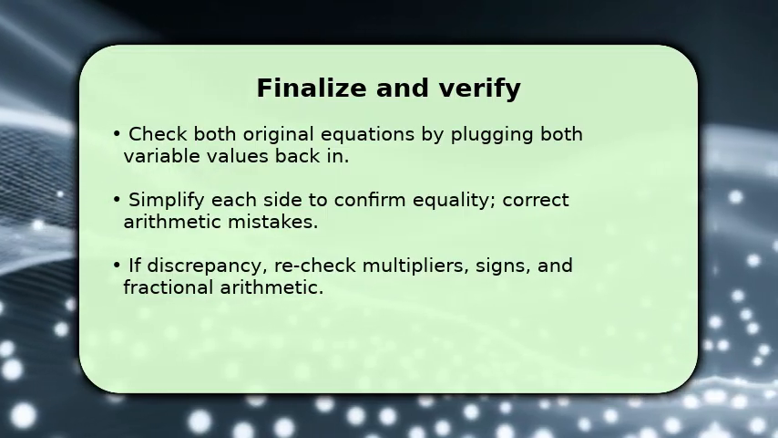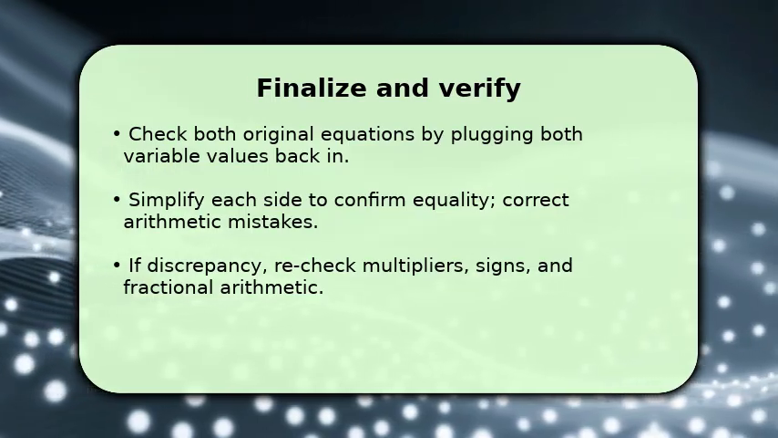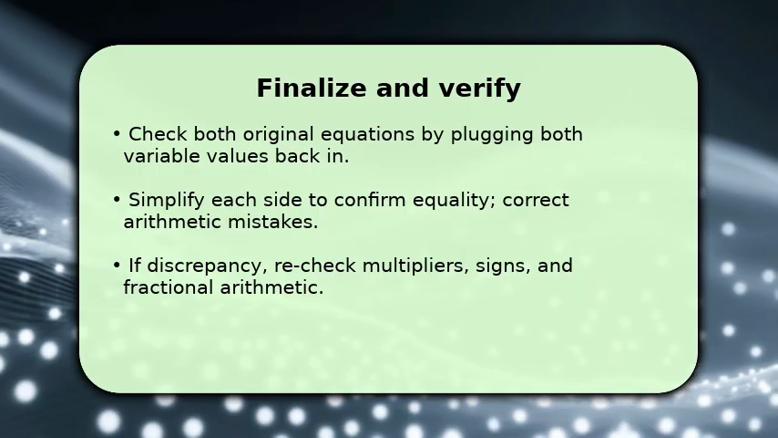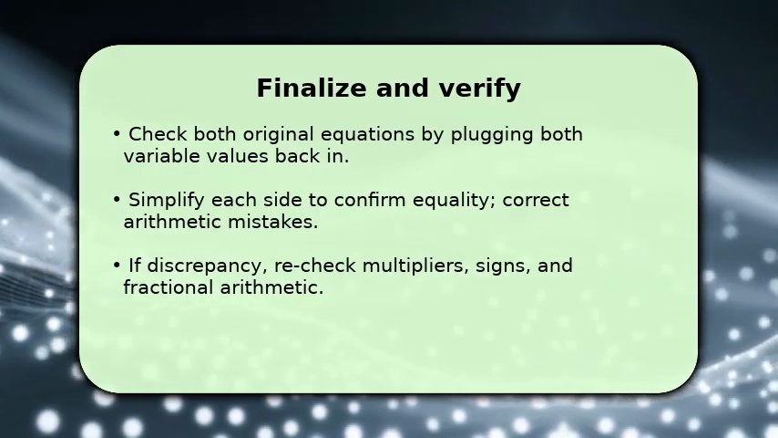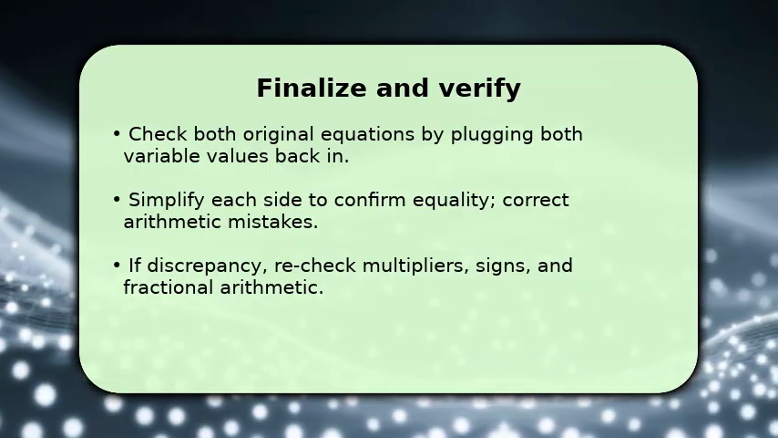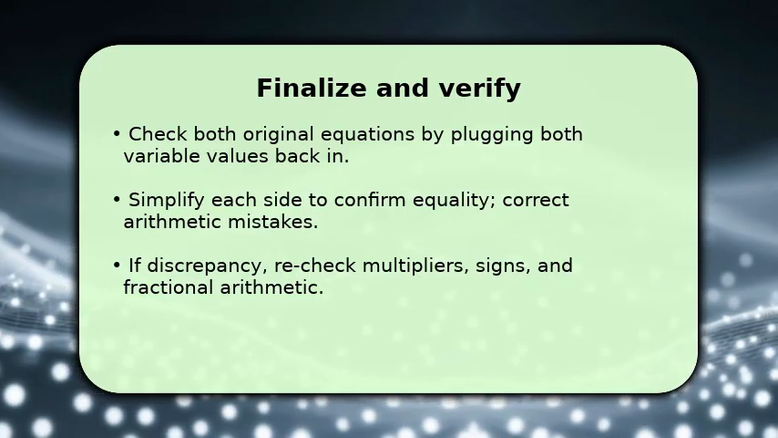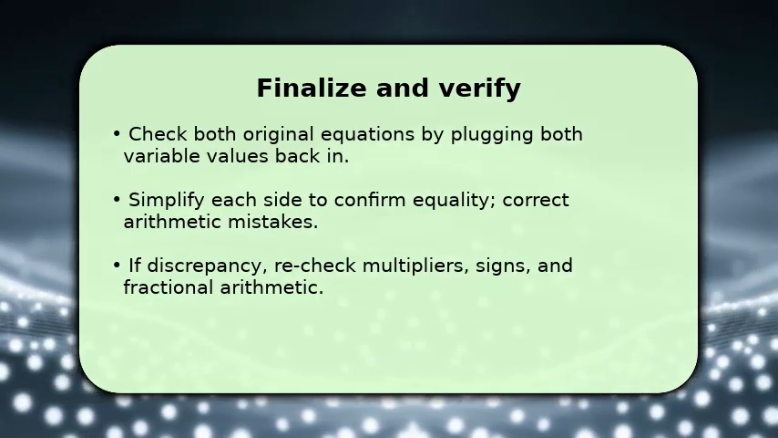If something fails, retrace steps. Inspect the multipliers you chose, reevaluate sign handling during scaling and elimination, and simplify any fractions again. A quick tip: recalculate one equation at a time and compare intermediate sums. Often the mistake is a single arithmetic slip rather than a conceptual error, and correcting that restores the solution.